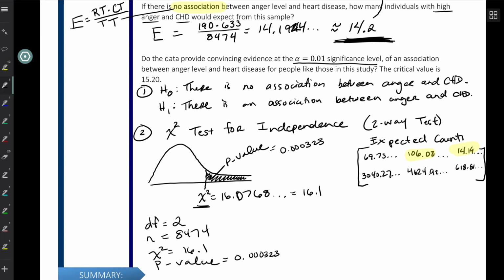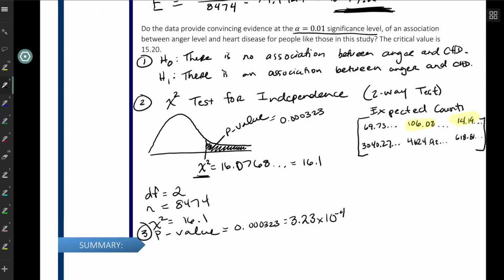Because we look at our p-value, 0.000323, which is the same thing as 3.23 times 10 to the negative 4. That's extremely small. This is very, very unlikely. We make our conclusion now to say that our p-value is less than alpha because the p-value 3.23 times 10 to the negative 4 is less than that significance level 0.01. That should tell us we should reject our null hypothesis.